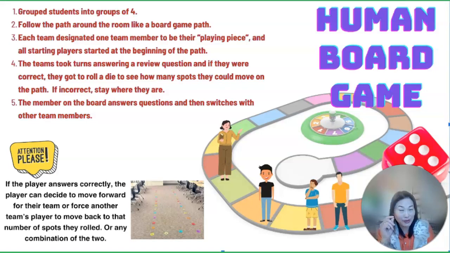And the little twist, you see that my board here says, attention please. How do you make it more fun? Instead of always advancing the number of steps shown on the die, I tell them that if you throw a 6, for instance, you can decide that you want to move forward 2, and you want your opponent to move back 4, as long as the total movement combined equals the number on your die. So you really see the students start strategizing and thinking, and it's really fun.